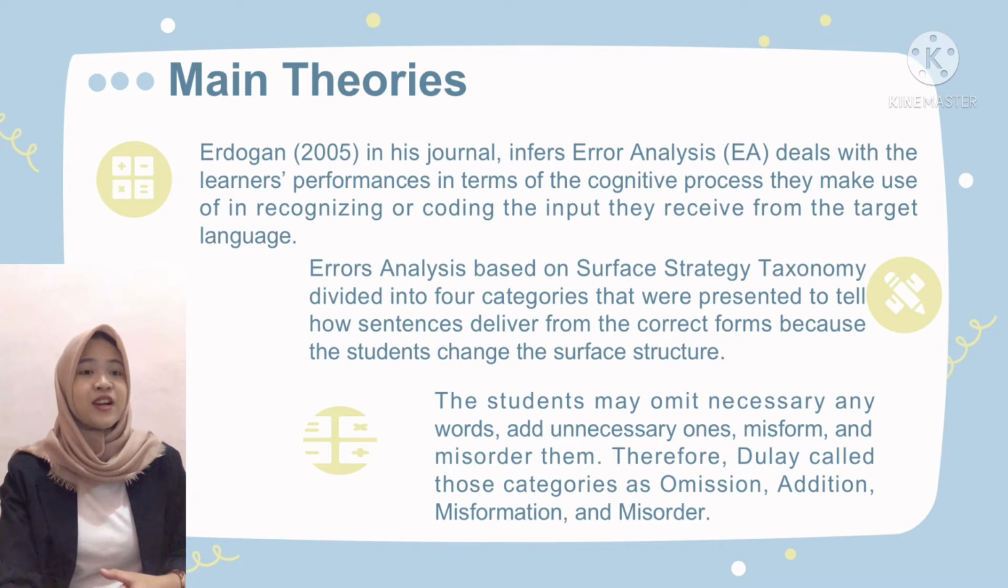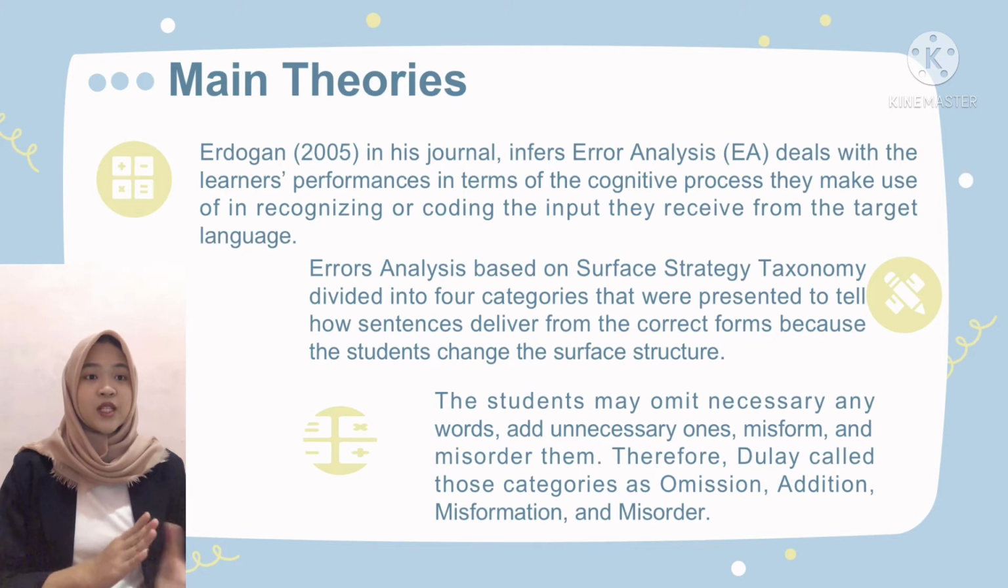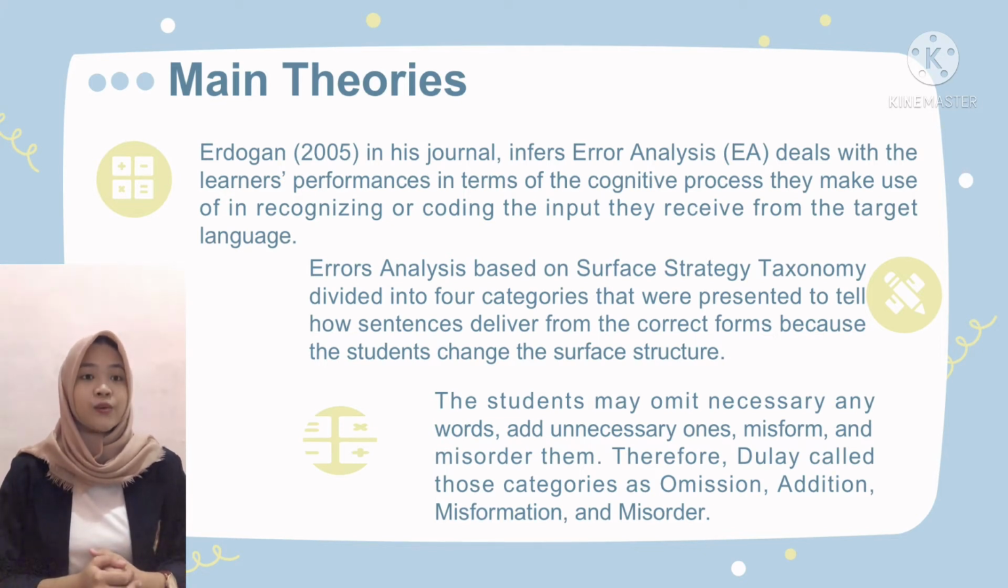And in this paper, I only focus on the error analysis based on surface strategy taxonomy. Error analysis based on surface strategy taxonomy is divided into 4 categories. Those are omission, addition, misformation, and misordering. I will explain these categories one by one. The first one is omission. Omission is the absence of an item that must appear in a well-formed utterance.